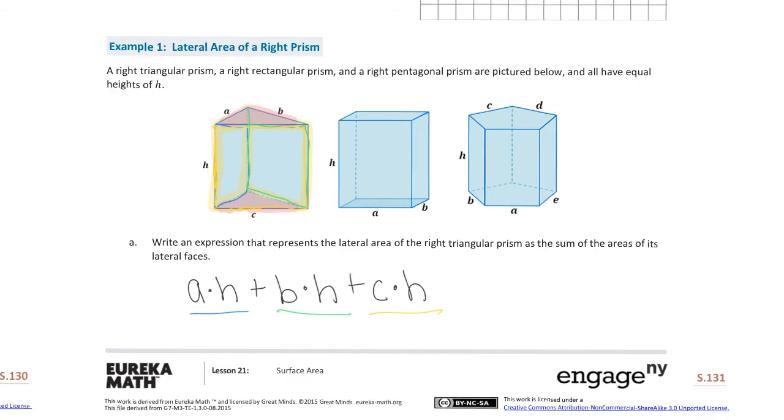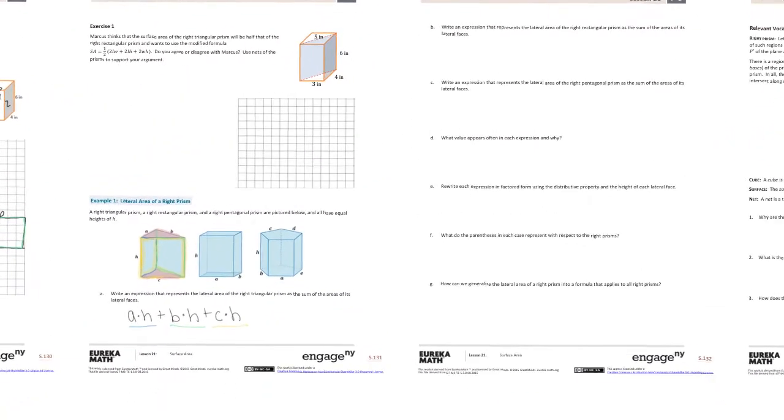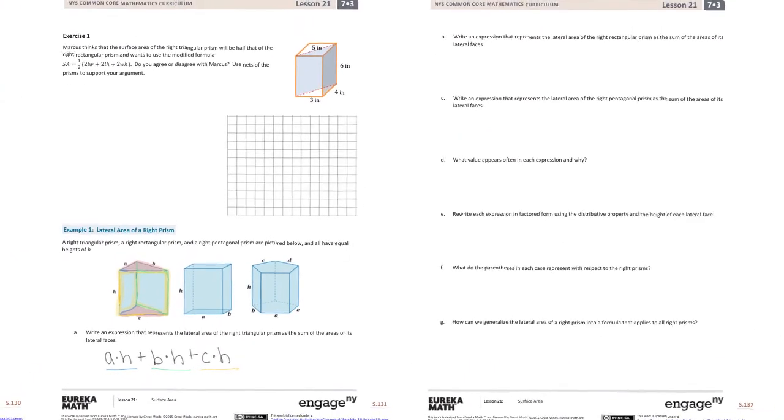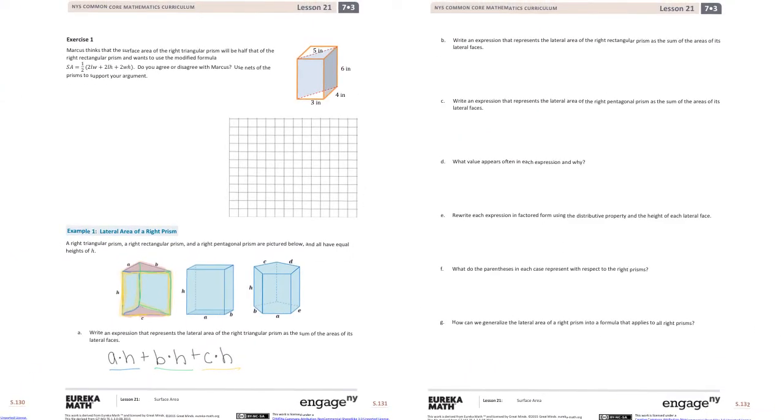All right, let's move on to B. So I'm going to move this around a bit so we can still see our prisms on our other page. But for right now, you may flip over to the next page, which is 123. So here for B, it says, write an expression that represents the lateral area of the right rectangular prism as the sum of the areas of its lateral faces.